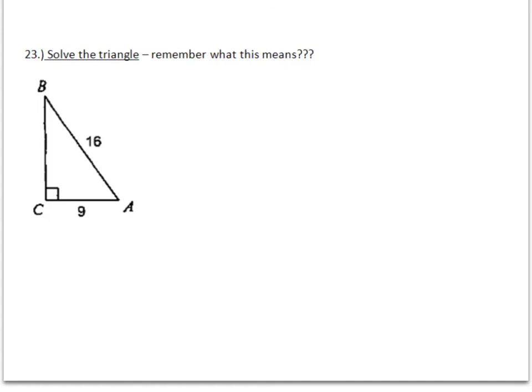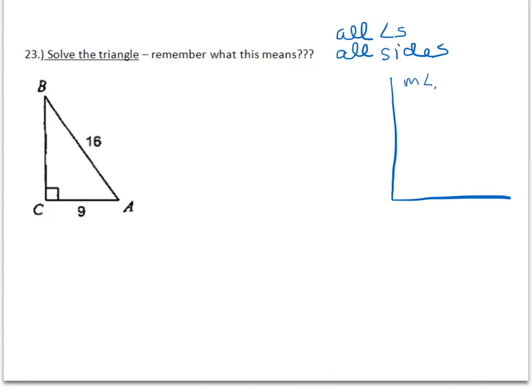Okay, last but not least, we have solving the triangle. Remember what that means? That means all angles, all sides. This is where we did our box. Measure of angle A equals, measure of angle B equals, measure of angle C equals. Then little a equals, little b equals, little c equals. Putting in the given, well, we have angle C is 90. We've got to get the other two. And then little a is going to be over here, little b is going to be right here, little c is going to be there.